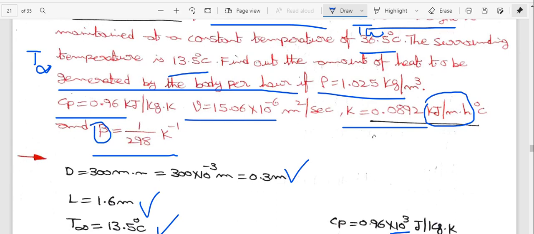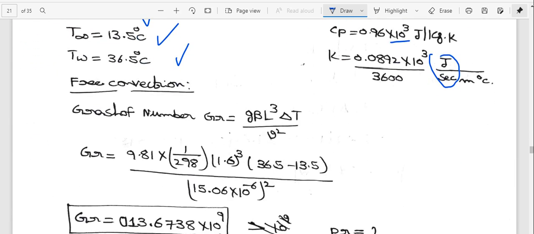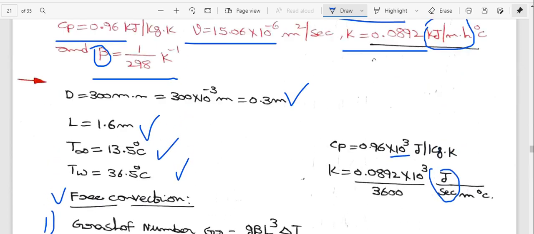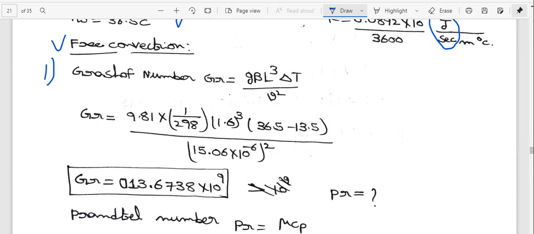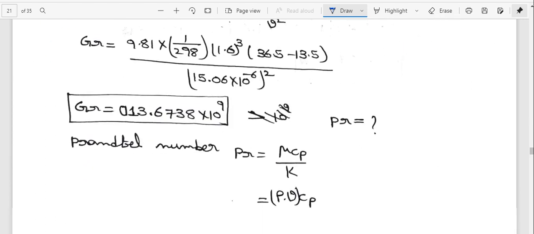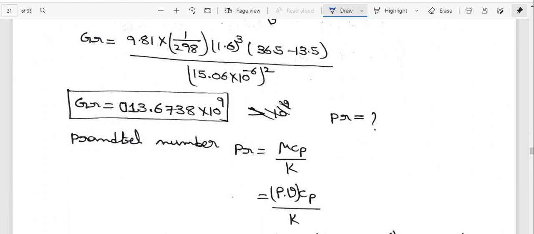that's why I am considering natural convection. So free convection is equal to natural convection. First of all we need to check the Grashof number value. So here we need to consider the L value. So Gr is equal to g beta L cube delta T by nu square. We need to substitute all these values. So the Gr value is into 10 power 9.